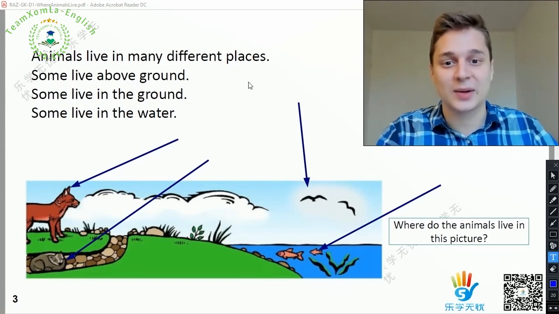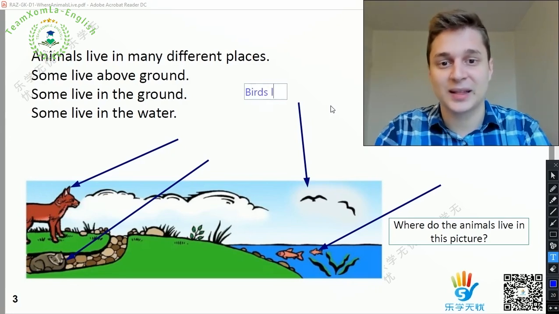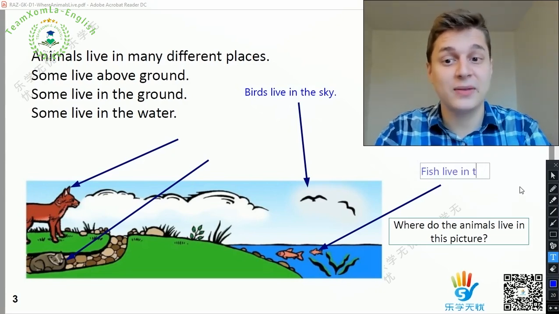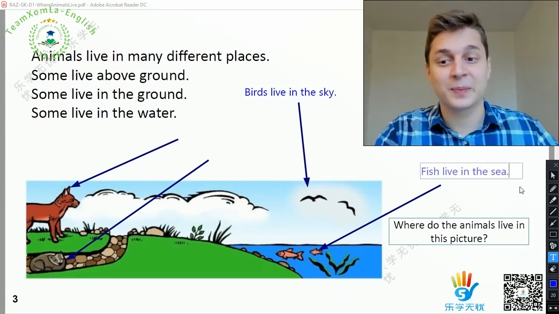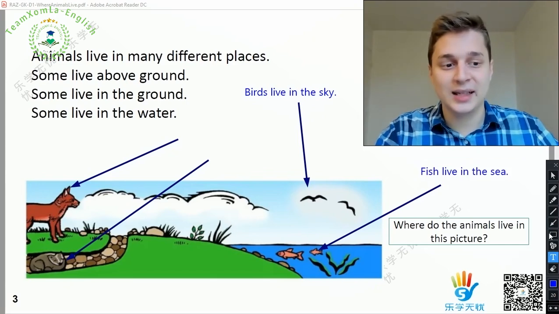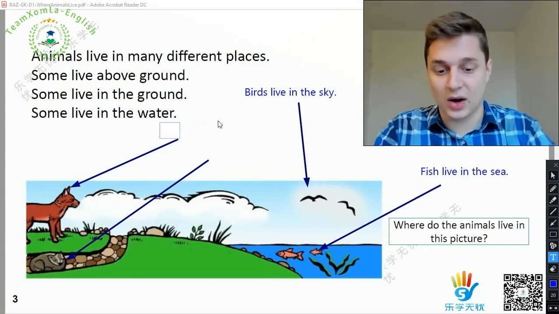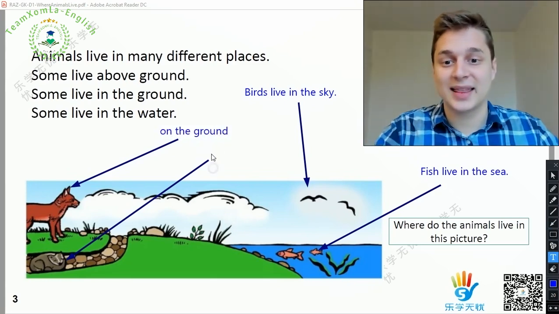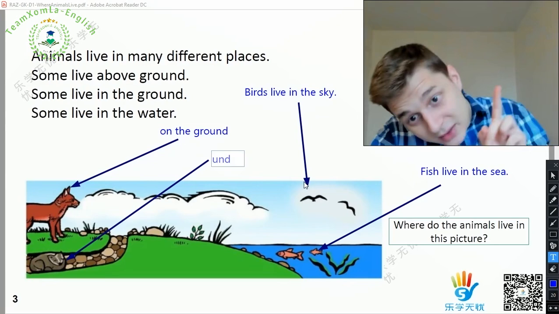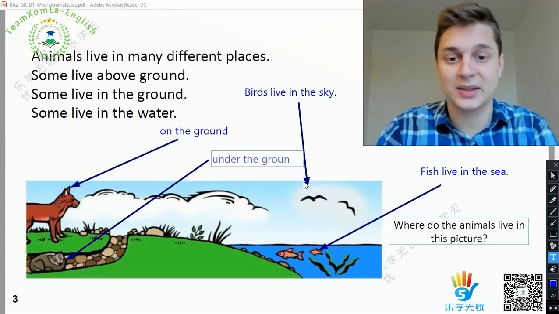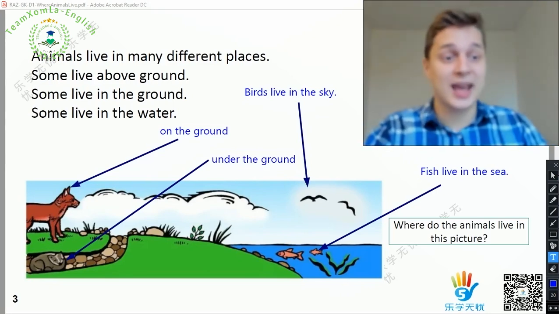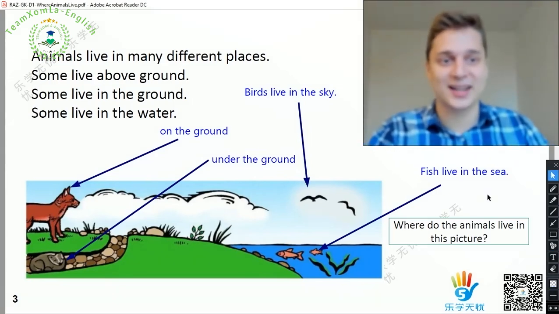Let's sort them out. Birds live in the sky. What about fish? Fish live in the sea. And of course, these two live on the ground, and this guy lives under the ground. Alright, so animals like to live anywhere and everywhere.